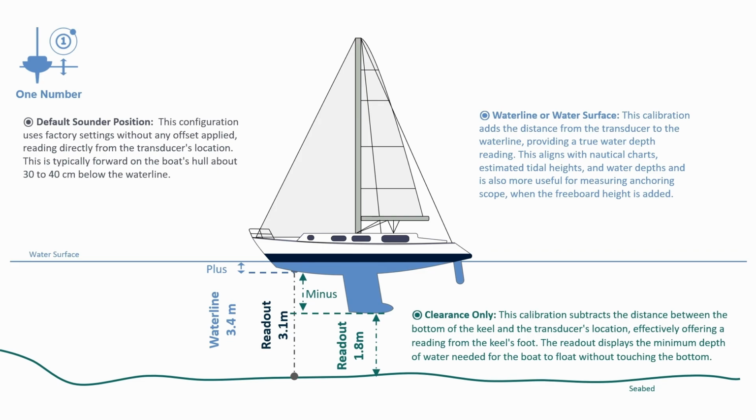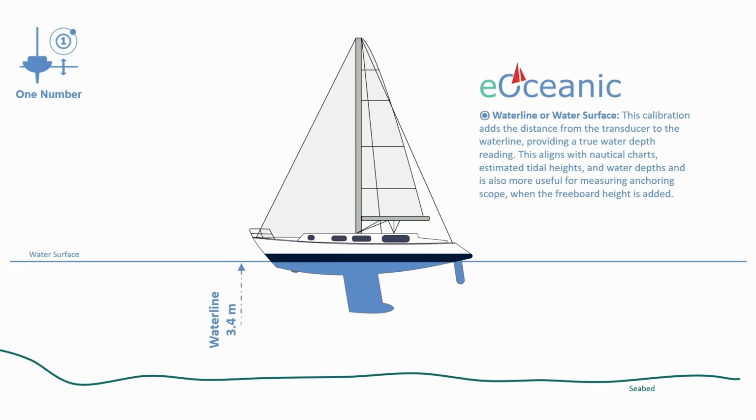While there is no absolute right or wrong calibration method, knowing how your sounder is calibrated and operating your vessel accordingly is essential. Most boats use the default sounder position as they have never been calibrated. Some mariners prefer a clearance calibration to immediately indicate grounding risk, but this requires offsetting the vessel's draft from all other data points. eOceanic's data aligns with the sounder being calibrated to the vessel's waterline.